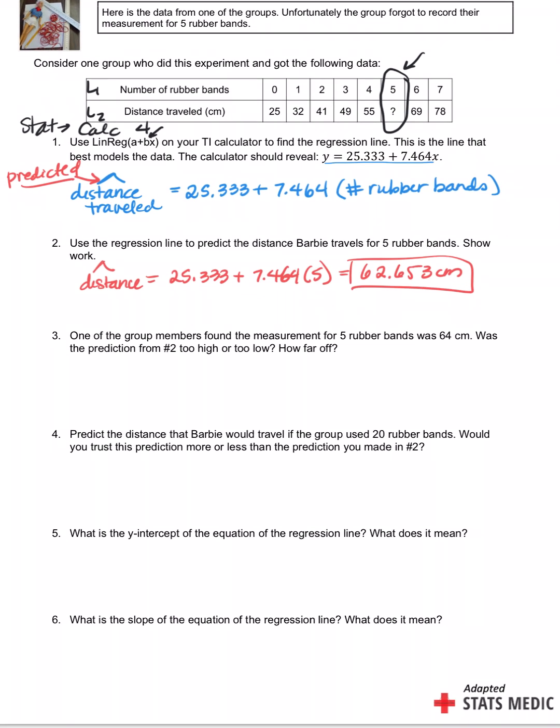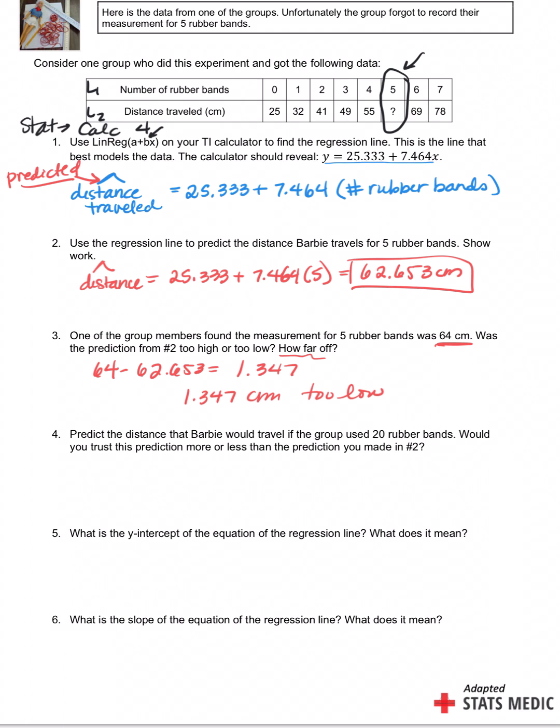Okay. So far, so good? So this is a prediction. Now it says one of the group members found the true measurement for 5 rubber bands was 64 centimeters. Was the prediction from number 2 that we just found too high or too low? It's too low, right? You can see it's lower than the actual. And by how far off? Well, if I take that 64 and I subtract the 62.653 we just found, I get 1.347. So the prediction was 1.347 centimeters too low.